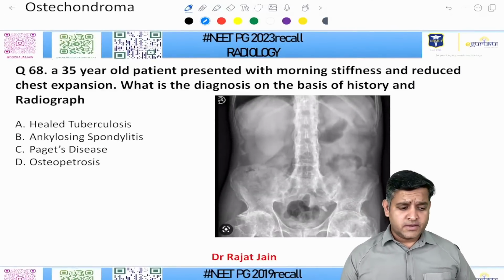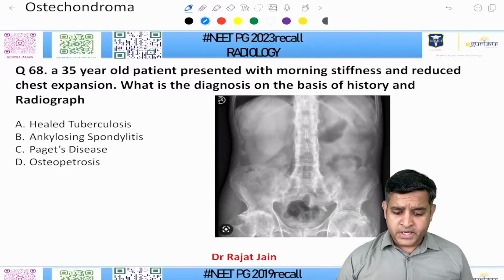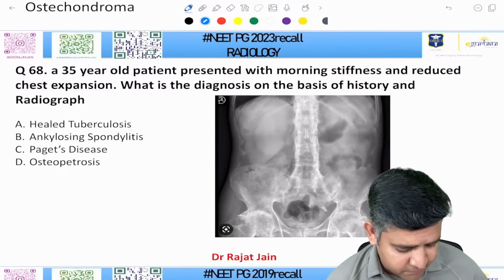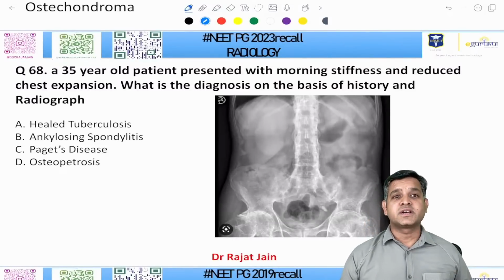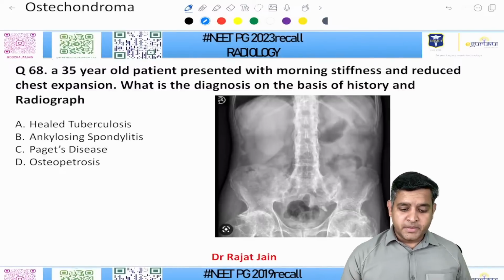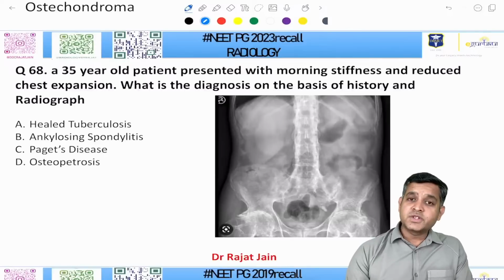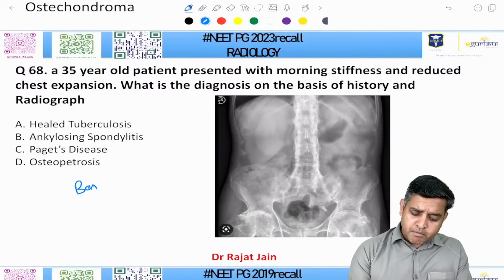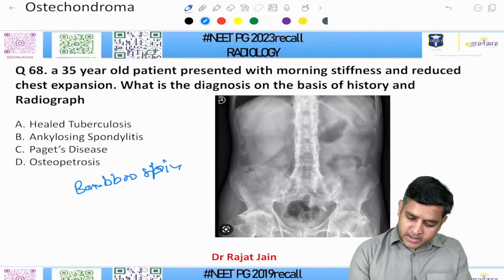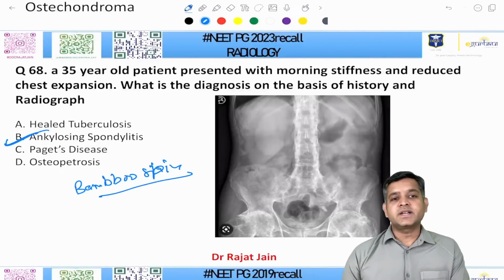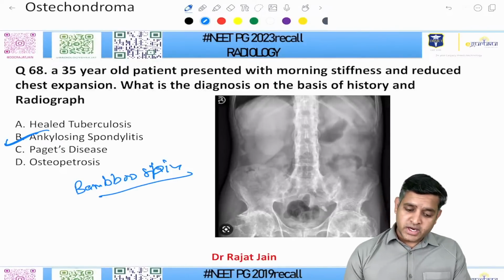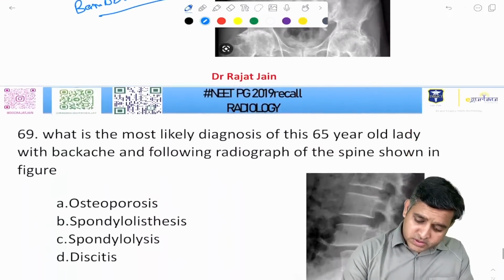68. A 35-year-old patient presented with morning stiffness and reduced chest expansion. Chest expansion is limited. What is the diagnosis on the basis of the history and the radiograph? What do we see? A typical bamboo spine, a feature of ankylosing spondylitis. Ankylosing spondylitis. Again, 23. This was asked.